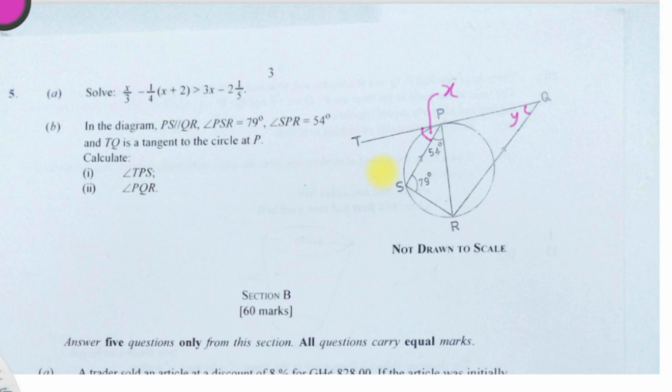So how do we find this? First of all, we have to identify the theorems that are present. We have a tangent and we have a chord, so this is the alternate segment theorem. What does it state? It states that the angle between a tangent and a chord is equal to the angle in the triangle formed by the same chord in the alternate segment.